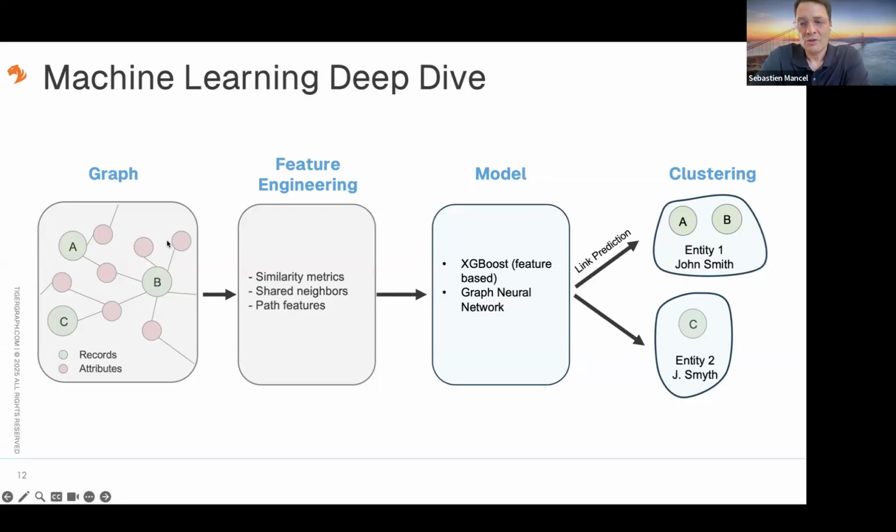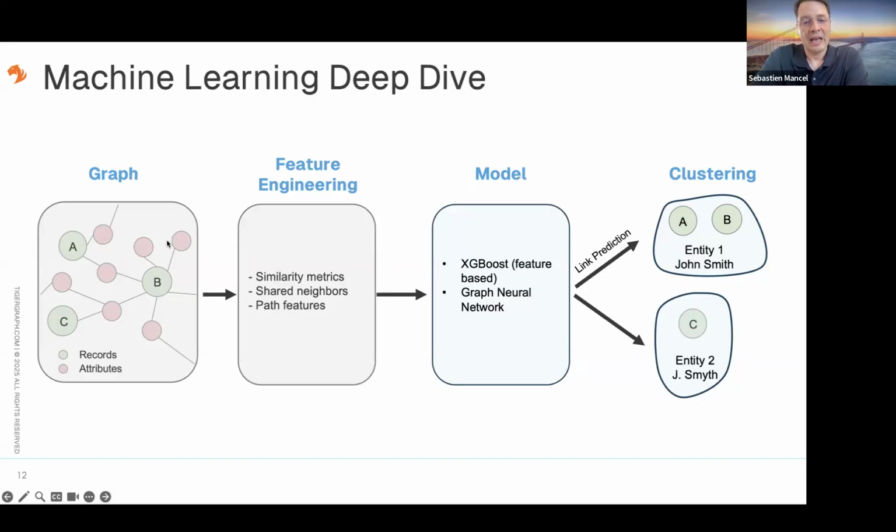These aren't just raw attributes like name or date of birth, but structural features, similarity scores, shared neighbors, and paths between records. Once we have these features, we can feed them into models like XGBoost or even a graph neural network. These models learn patterns across the data and predict whether two records represent the same entity. On the right-hand side, you see the outcome, clustering records together.